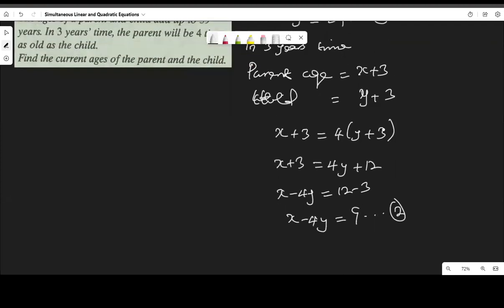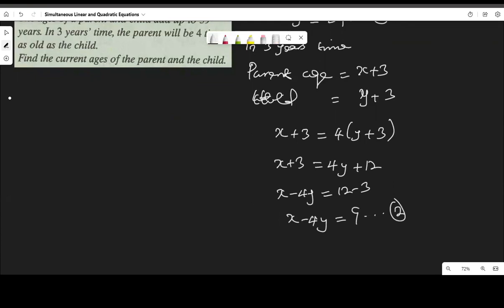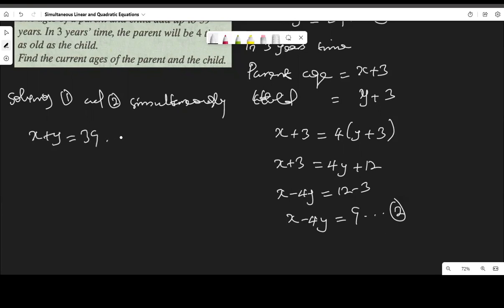I will solve equation 1 and 2 simultaneously. Let's do that. So solving 1 and 2 simultaneously. 1 says X plus Y is equal to 39. And 2 says X minus 4Y equal to 9. Did I get that right? I think so.